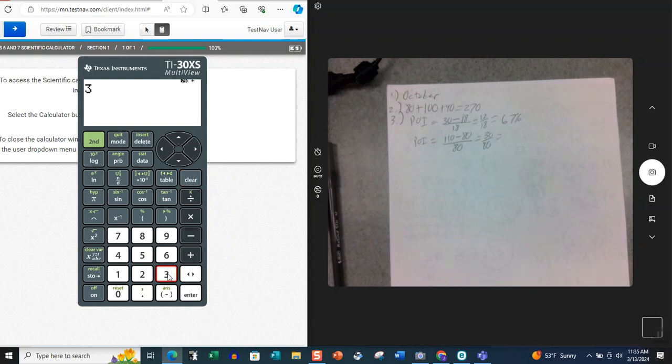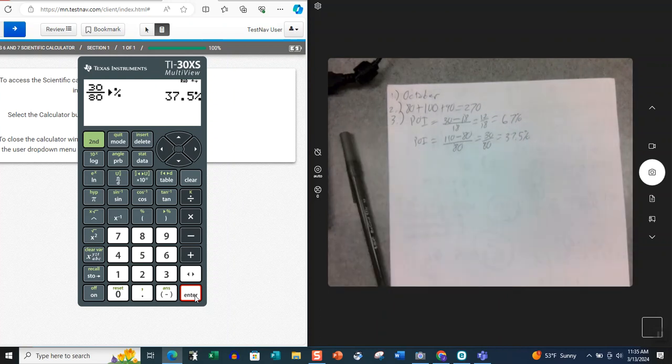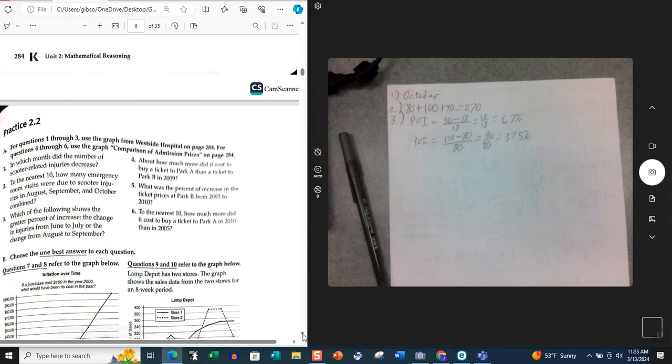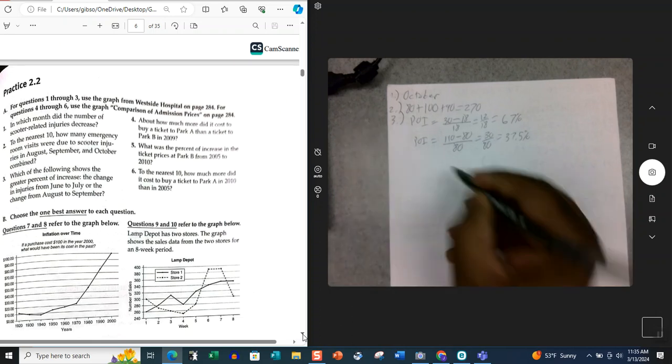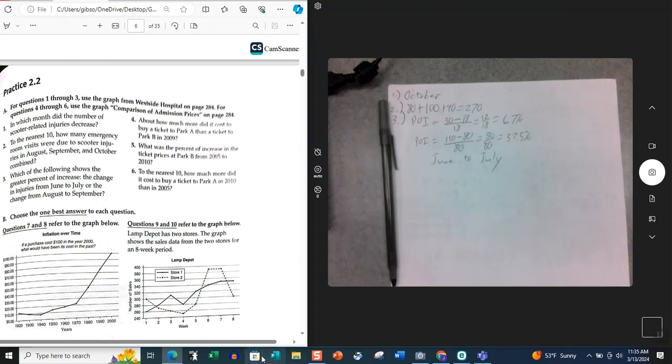So then the next, we'll have 30 over 80. Right arrow key, second, right parenthesis, press enter. So that'll be about 37.5%. So we see here that the highest rate of increase would be from June to July. So we'll put June to July. And that would take care of problem number 3.